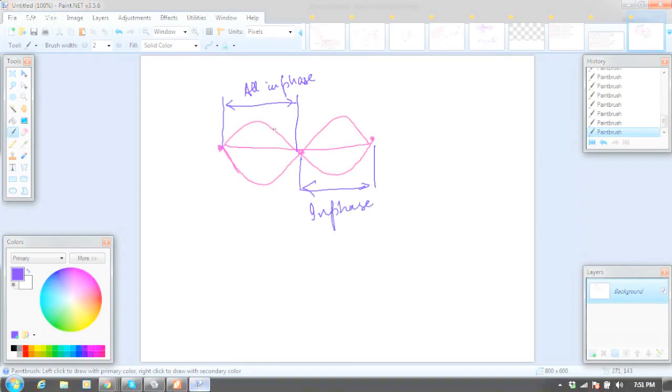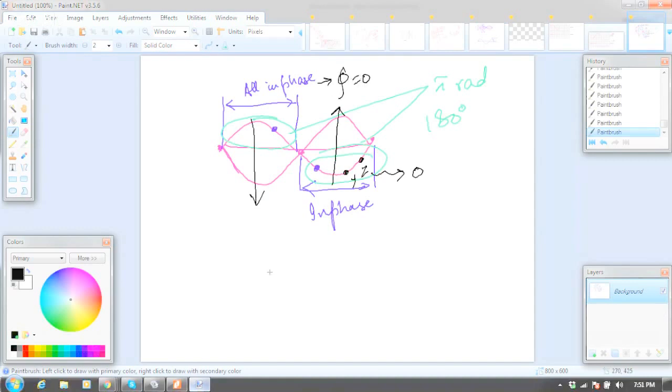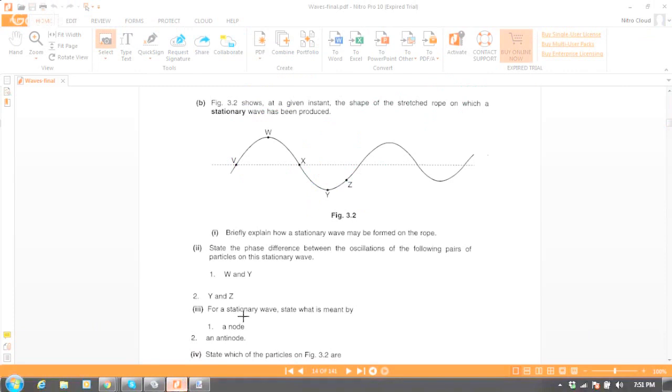But if you randomly select any point from here or any point from here, the phase difference between this section and this section is pi radians or 180 degrees. The reason is that when this section is moving down, this whole section is moving up. So if you pick any two points here, say y and z, the phase difference between them is zero. In phase means the phase difference is zero. So remember this.